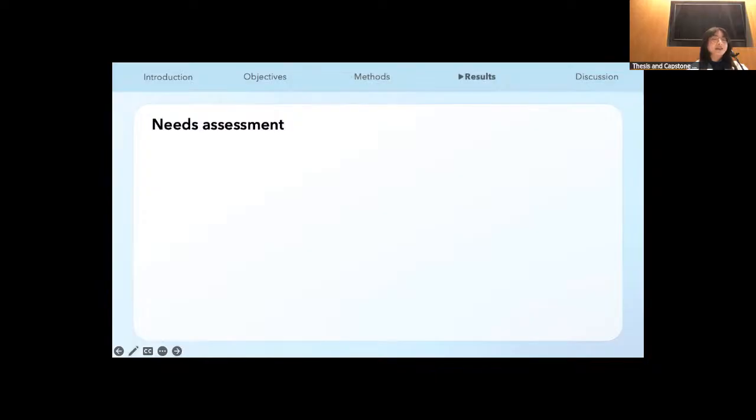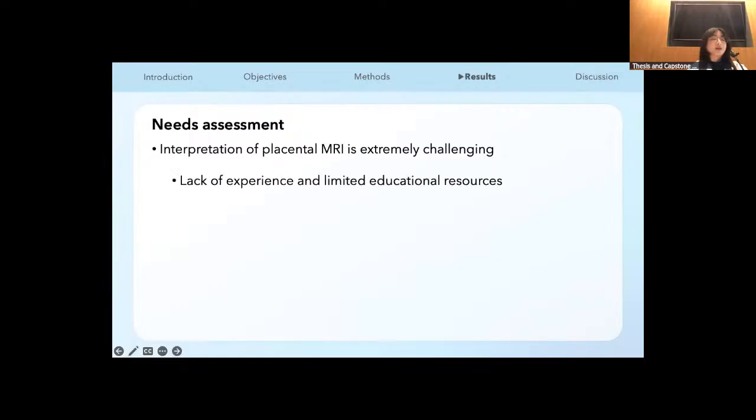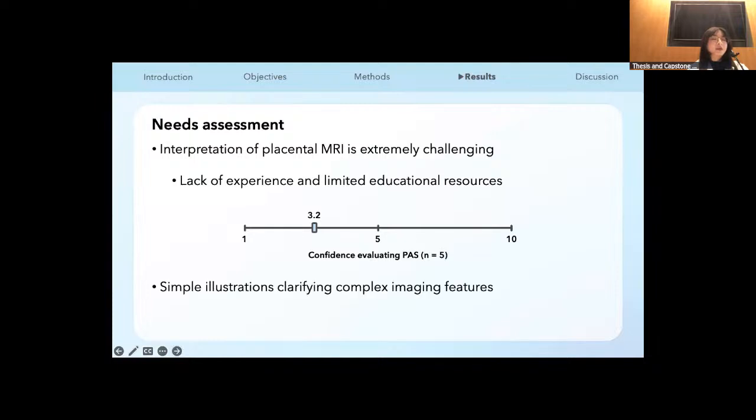Now onto the results. The needs assessment revealed that radiologists feel that interpretation of placental MRI is extremely challenging, citing lack of experience and limited educational resources as major factors as to why. When asked to evaluate their confidence evaluating PAS on MRI on a scale of 1 to 10, with 10 being very confident, the radiologists rated their confidence at an average of 3.2, with a range of 1 to 5. As far as things that would be helpful for learning to interpret PAS on MRI, radiologists said that simple illustrations clarifying complex imaging features, as well as dynamic, scrollable case studies would be helpful.